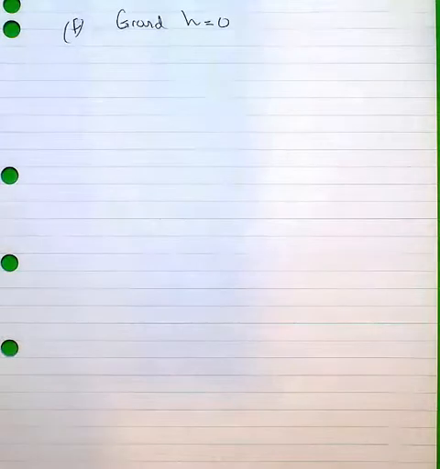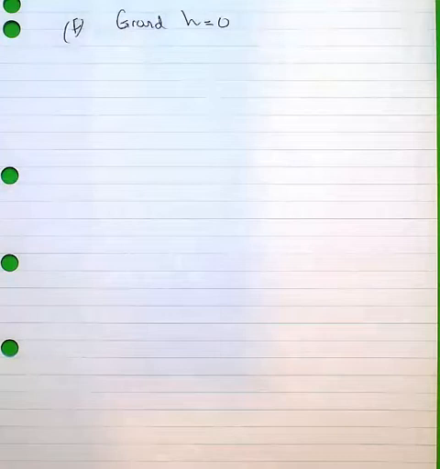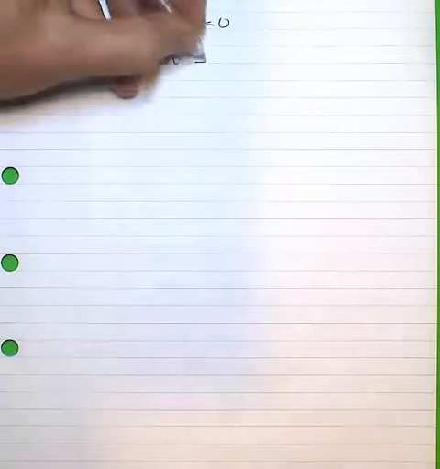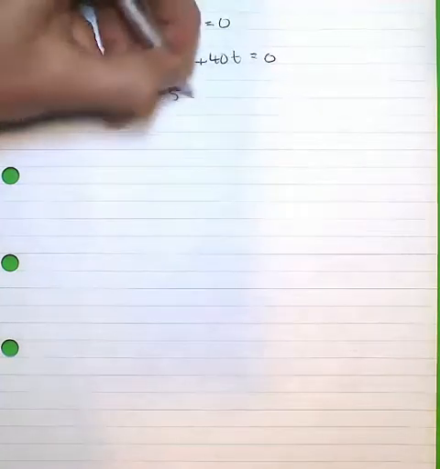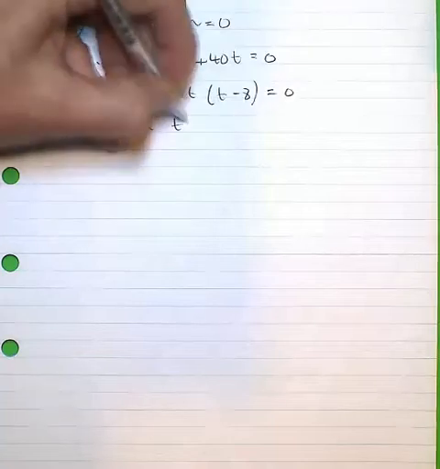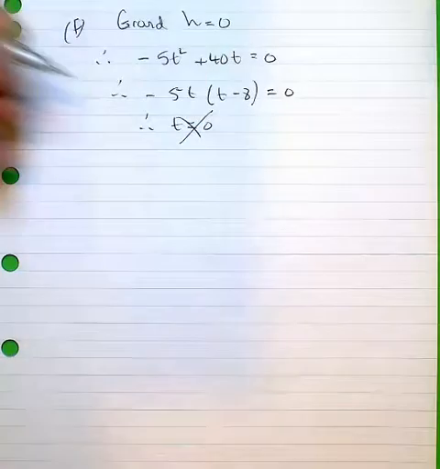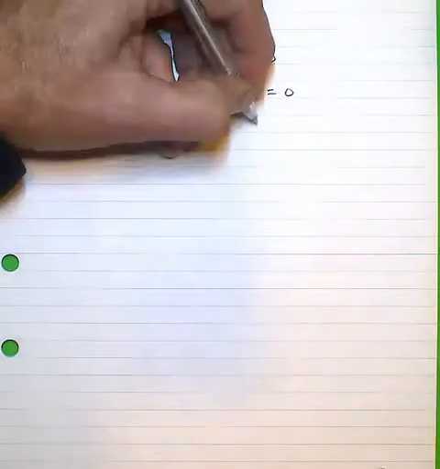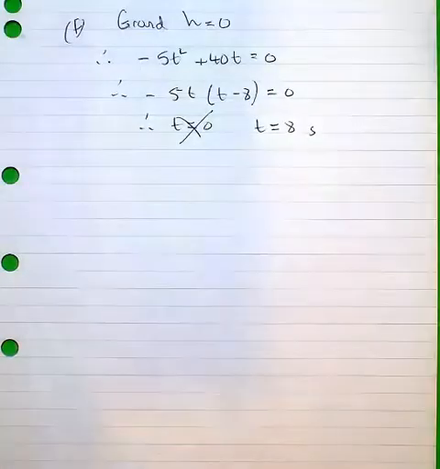To work the time out where it hits the ground, what we've got to look at there is when the ground height is 0. So if I solve that, we can say therefore minus 5t squared plus 40t is equal to 0. So therefore t is equal to 0, which won't apply because it's when the ball was released, and t is equal to 8 seconds.